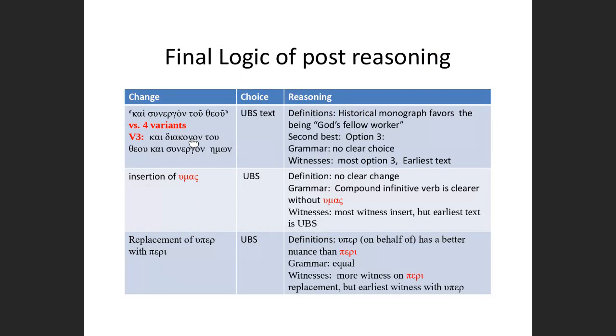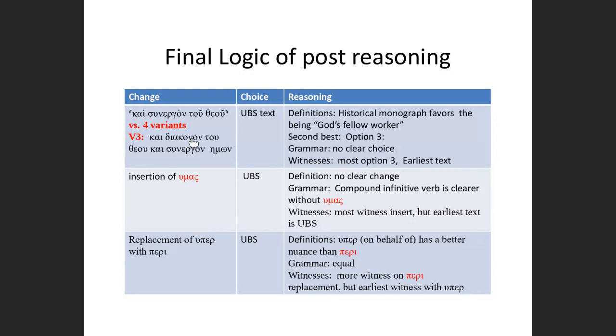Again, you have kai, sun, ergon, tou. There are 4 variants. I choose this option 3 because most witnesses approve 3. With hymas, there's no clear change, but the grammar fights against it, and most witnesses insert it, but the earliest witnesses, notice I'm going through definitions, grammar, witnesses.